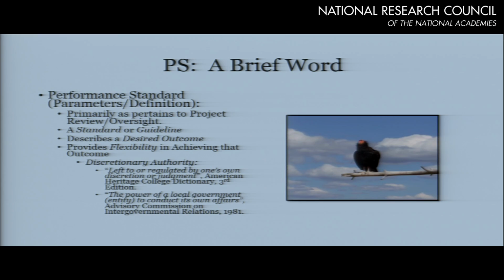So, performance standard: a standard or a guideline describes a desired outcome, which we're going to blanketly interpret as compliance, and then flexibility in achieving that desired outcome. And this is what I love, this discretionary authority. That is the crux of any wildlife IACUC right there. That is it. And I've got two definitions to throw at you.